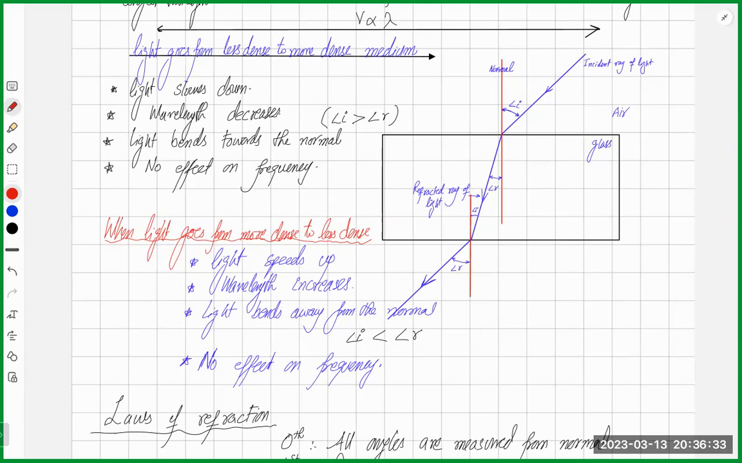So when light goes from less dense to more dense medium, light slows down, wavelength decreases, light bends towards the normal, no effect on frequency. So frequency is totally unchanged. Frequency will not change, it will stay the same.